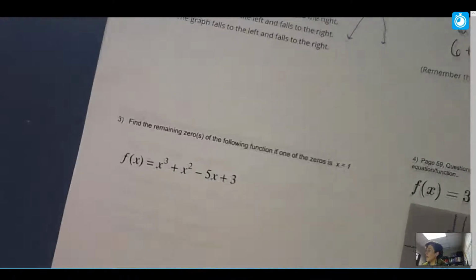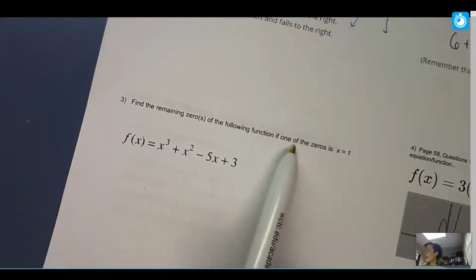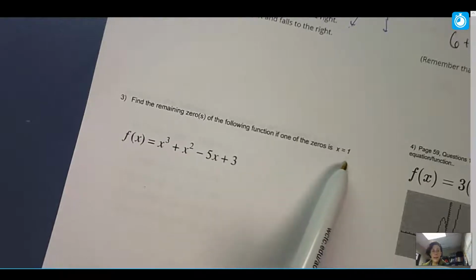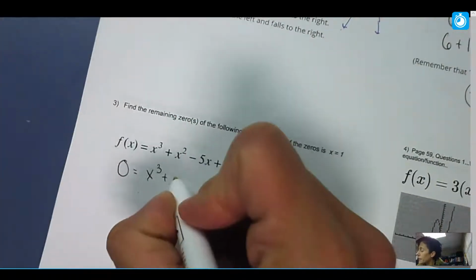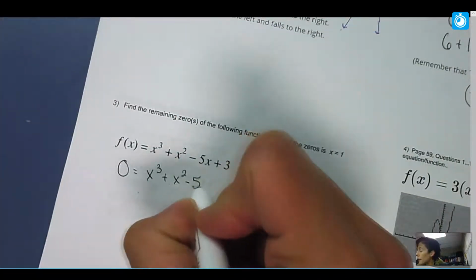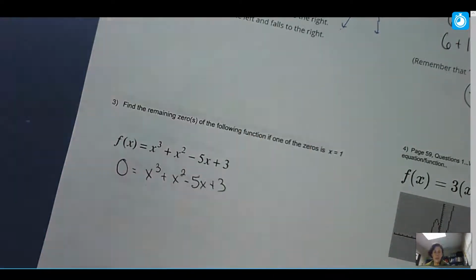All right, number 3, we're going to find the remaining zeros of the following function if one of the zeros is x equals 1. So the idea of finding the zeros just means we've set the problem equal to 0, and we need to solve for x. But when there's more than one type of x, when x has different degrees with it, you need to try to factor it.